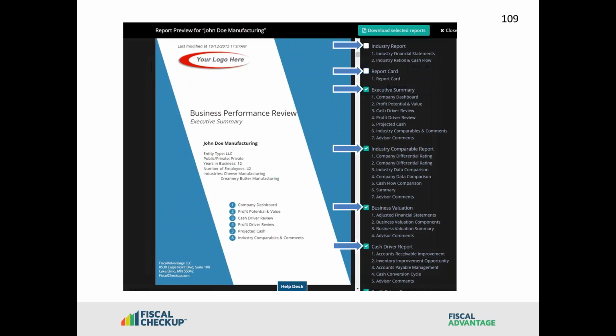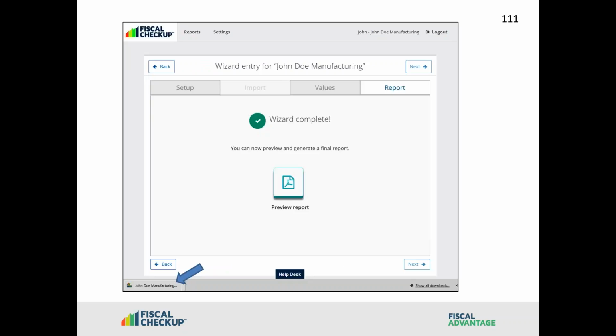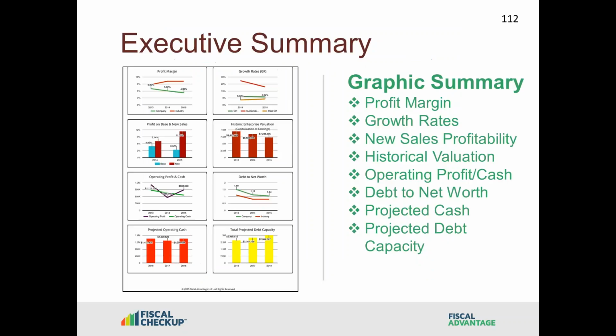Checking or unchecking the box next to the title of each report will tell Fiscal Checkup whether or not you want to print a specific report. Only those with a check mark will be printed. When you are ready to print, simply click on Download Report in the upper right-hand corner of the screen, and the report will be saved on your computer as a PDF file.